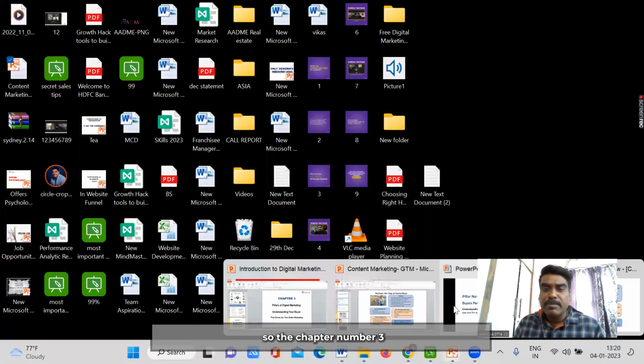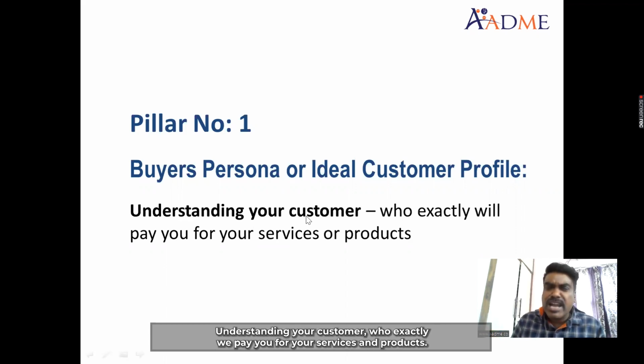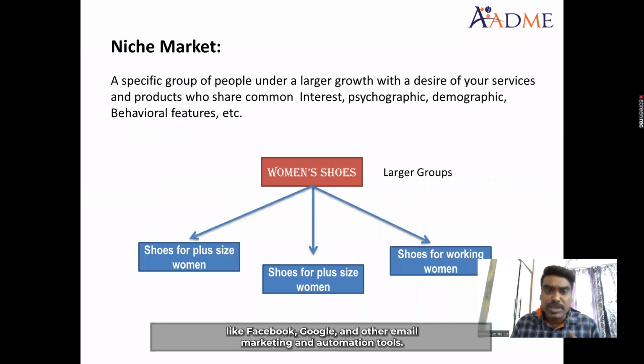So chapter number 3 is all about understanding your customer in detail. This is the most important chapter, or the most important topic, in the world of marketing, right? Understanding your customer, who exactly will pay you for your services and products. Because the moment you have that idea, it becomes very, very easy to send your message to the right set of people using tools like Facebook, Google, and other email marketing and automation tools.